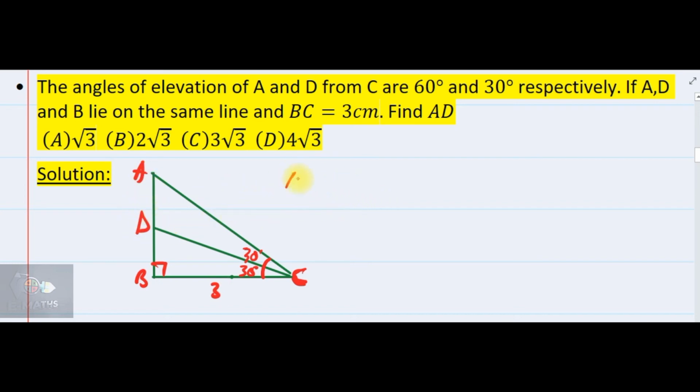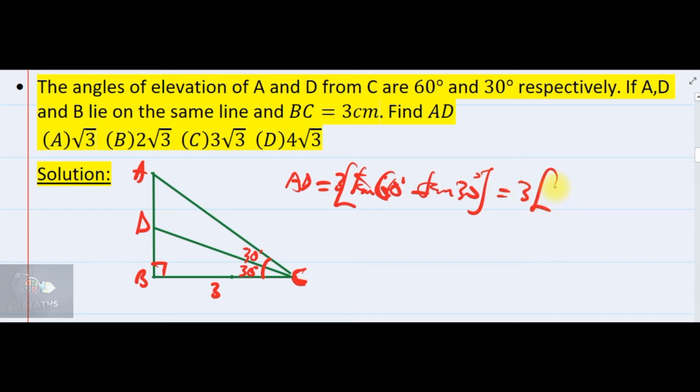Without wasting time, AD is 3 tan 60 minus tan 30. That should be our answer. So this is 3 times, tan 60 is root 3, while tan 30 is root 3 over 3. So this is 3 root 3 minus root 3, so we have 2 root 3. That should be our answer.